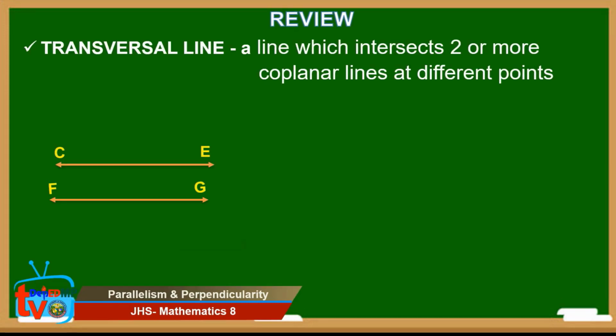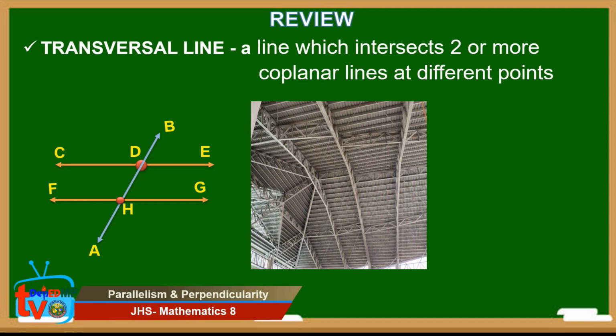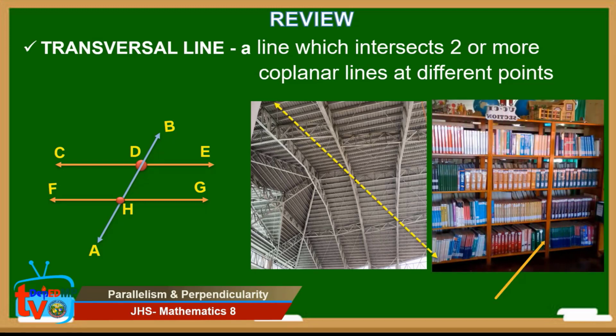Transversal line. This is a line that intersects two or more lines at different points. In the figure, the transversal line is line AB. It intersects lines CE and FG at two different points, which are points D and H. In real life, transversal lines are usually used to connect parts together, just like these roof rafters, or for stability purposes, like this wood in this heavy bookshelf. Math is really everywhere, right?